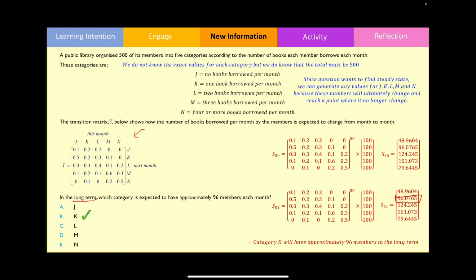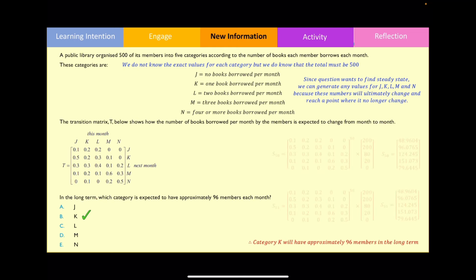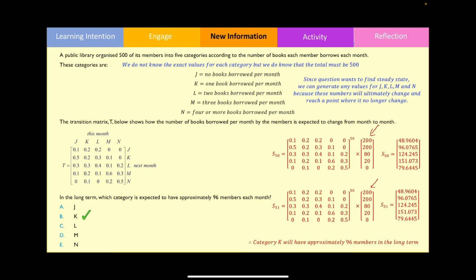Now to prove that we could use any values for our initial state matrix, this time around I'm going to adjust these values so that you can see that the original values don't matter as long as the total adds up to be the same. So this time around I've changed the values as you can see over here, and again I've raised it to the power of 50 and 51, and notice again you arrive at the exact same answer.